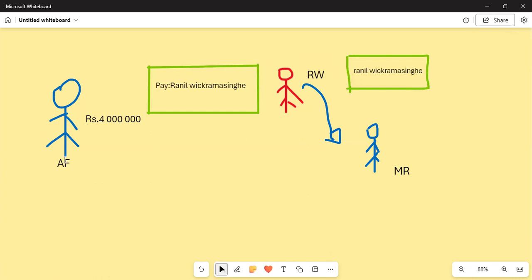I'll explain this once again. I am giving a 4 million check to Ranil Wickramasinghe. Now he wants to pay 4 million to Mahinda Rajapaksa. Therefore, he has to do the endorsement. What is endorsing? He has to turn the check to the reverse side, the back part of the check, and write the payee's name the same as this, and then give it to Mahinda Rajapaksa. Then only he can give. This is what you call endorsing: writing the payee's name on the reverse part of the check.